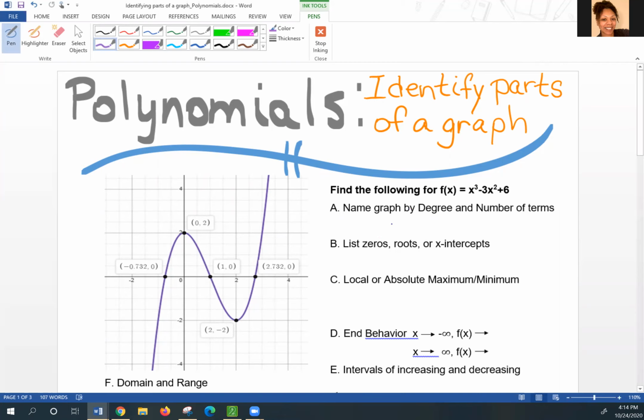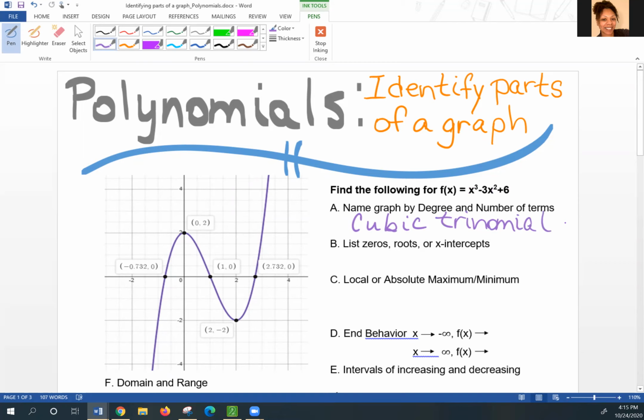So I'm going to name the graph based off of the degree and number of terms. The highest degree is 3, which represents cubic. And the number of terms is 1, 2, 3 terms. So that means trinomial. I could also call it a polynomial because poly means many. So cubic trinomial is the name of this specific graph.